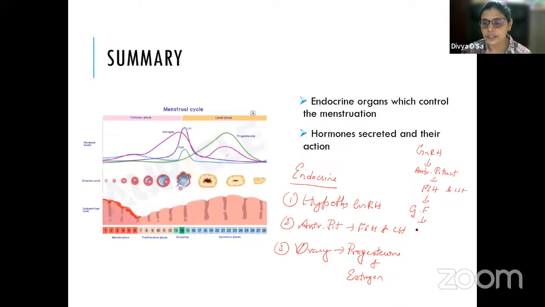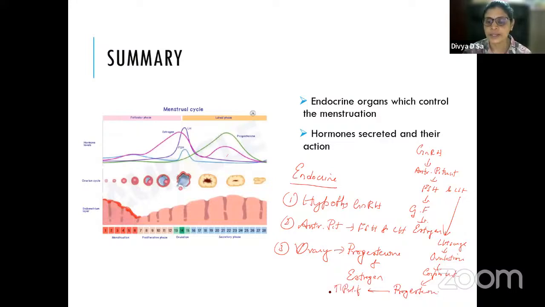The cells of the Graafian follicle will secrete estrogen, and estrogen will cause increased proliferation. By the 14th day, the LH surge occurs, and that leads to ovulation. Once ovulation occurs, there is formation of corpus luteum, and corpus luteal cells will secrete progesterone. So progesterone will cause increased proliferation again.